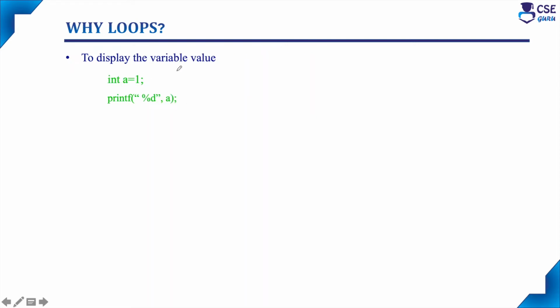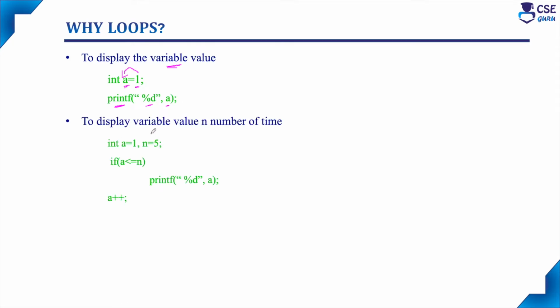Suppose I want to display a variable value. First I have to declare the variable, then I have to assign a value to the variable, then using the printf statement with the help of a format specifier, we need to display the variable value. Suppose I want to display this variable value n number of times with some constraint, then we need to write the code like this. int a equal to 1. This is the variable value and n is equal to 5. n is the constraint to implement for this variable.